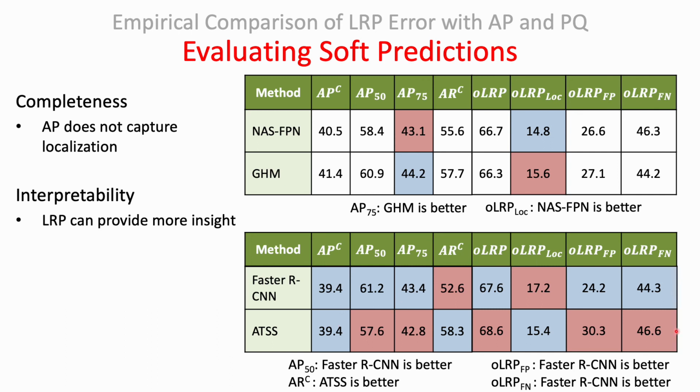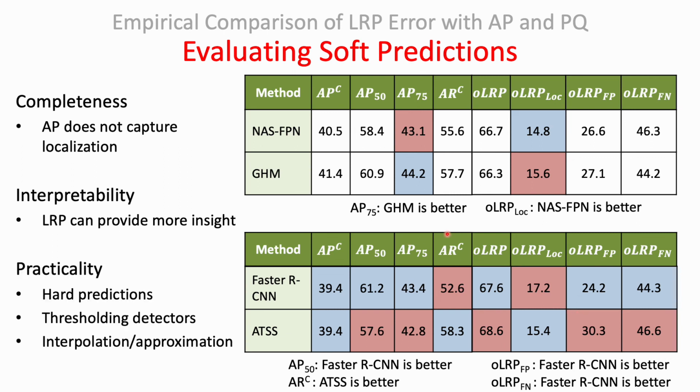If you look at LRP on the other hand, we can clearly see that ATSS is doing better than Faster RCNN in terms of localization, and Faster RCNN is doing better than ATSS in terms of false positives and false negatives. Therefore, with this simple analysis, we can see that LRP provides more insight about the weaknesses of a detector and its strengths. If you look at these measures in terms of practicality, we see that LRP can be used for soft or hard detections, for optimally thresholding detectors, and it does not have any interpolation or approximation issues.